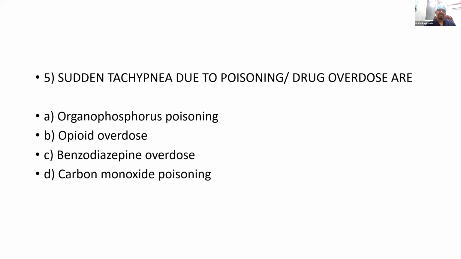Next, question 5. Sudden tachypnea due to poisoning or overdose are. So a patient comes to you with increasing breathlessness or tachypnea due to some form of poisoning. The options are: A, organophosphorus poisoning; B, opioid poisoning; C, benzodiazepine overdose; and D, carbon monoxide poisoning. I'll repeat again: organophosphorus poisoning, opioid overdose, benzodiazepine overdose, and carbon monoxide poisoning. But one answer.